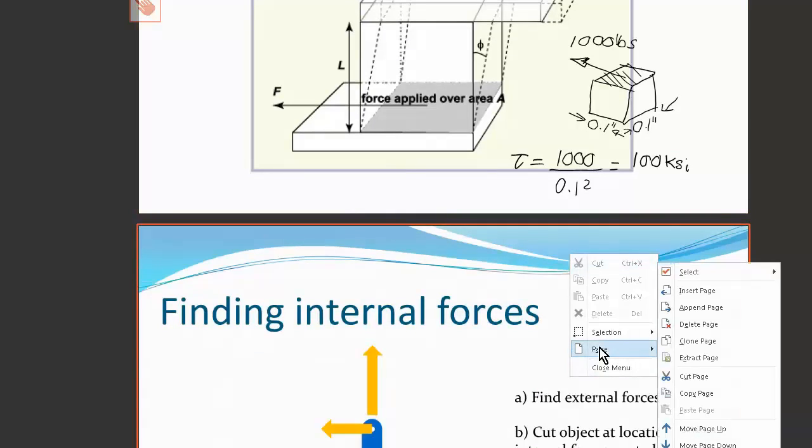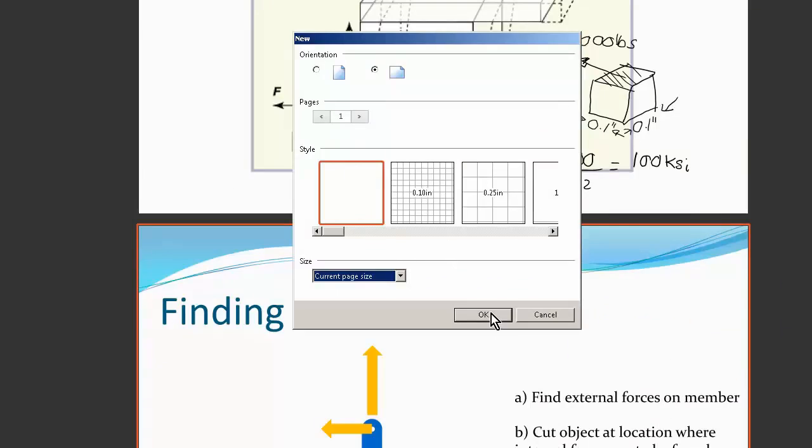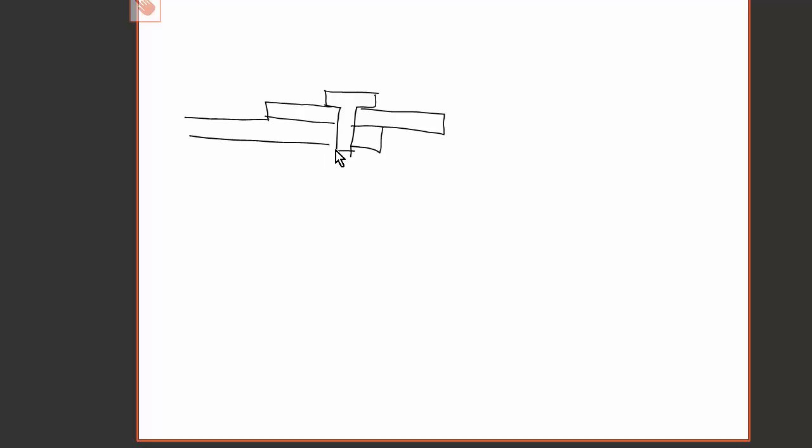Just to give you another concrete example, imagine we are screwing together two plates using a bolt. This is my bolt. Here is one plate, and here is another. And there's a bolt on the other side. I should have drawn the thread. Okay, so this bolt is bolting together these two plates.